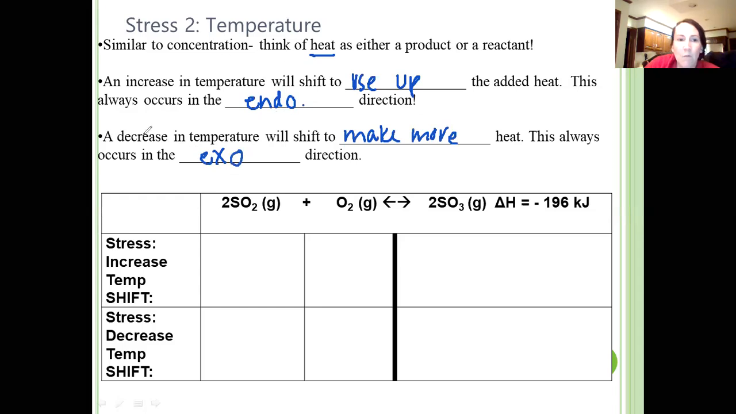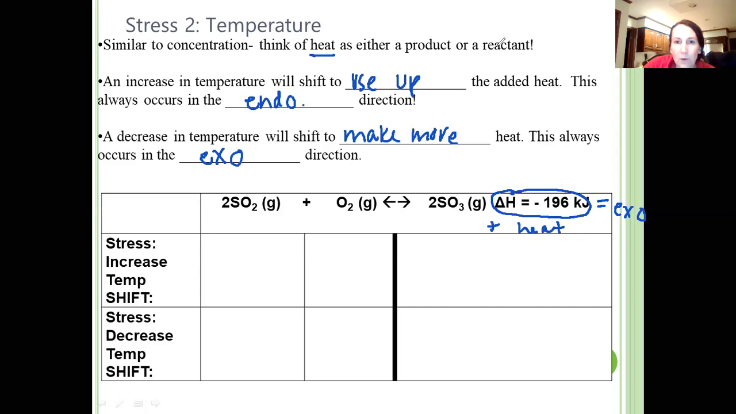I almost never think about the endo-exo thing unless they ask me about it. I just do it according to where heat is. So they don't tell you where heat is all the time. They give you your delta H, which we learned about last unit. So since my delta H is negative, I know that means it's exo. And since exo means heat is released, I know that heat is a product. So I'm just going to write plus heat on the product side.